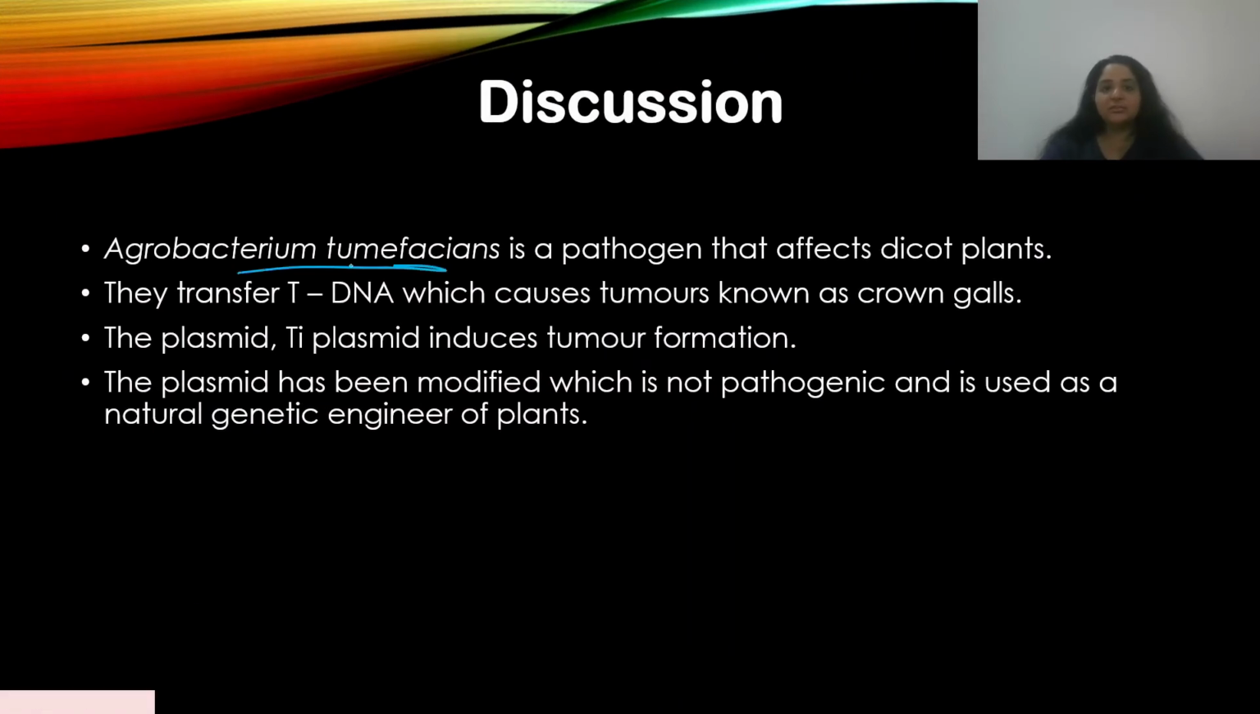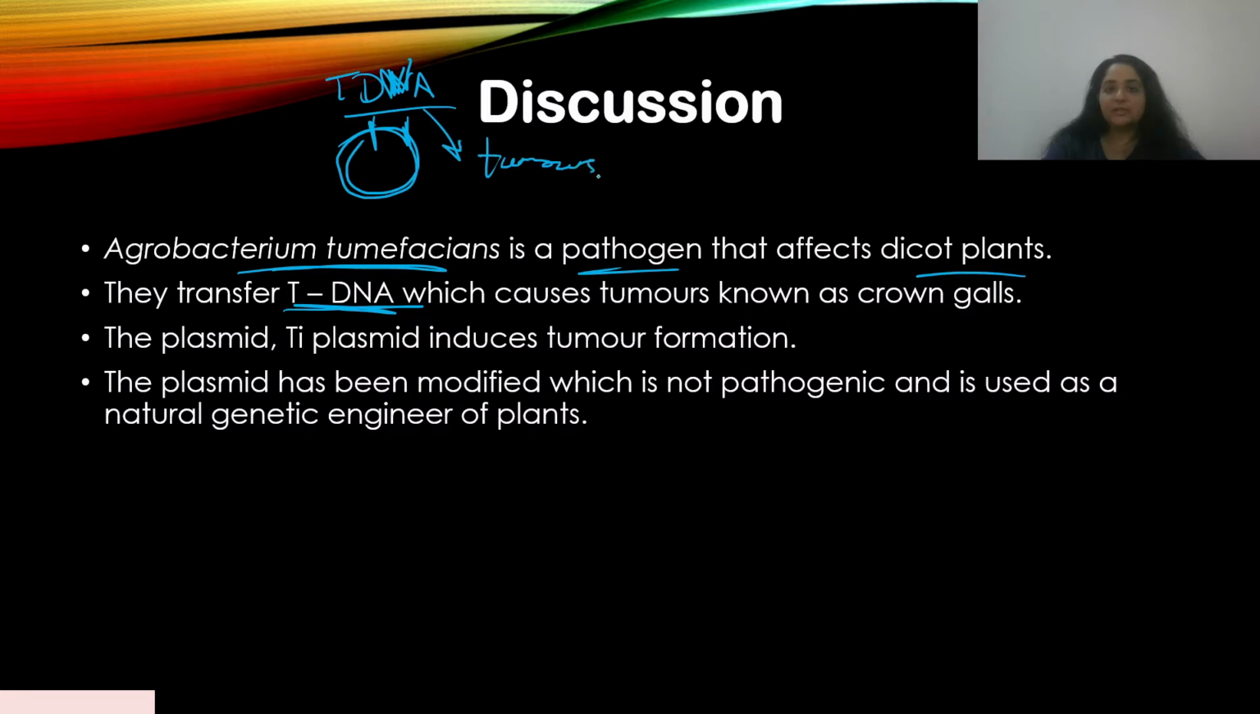Agrobacterium tumefaciens is actually a pathogen that affects dicot plants, and it produces a tumor. It transfers the tDNA. There is a vector, a plasmid inside, which contains the tDNA gene. This tDNA produces tumors in plants, and these tumors are known as crown galls. The plasmid is the Ti plasmid, the tumor inducing plasmid, because it induces tumor formation.